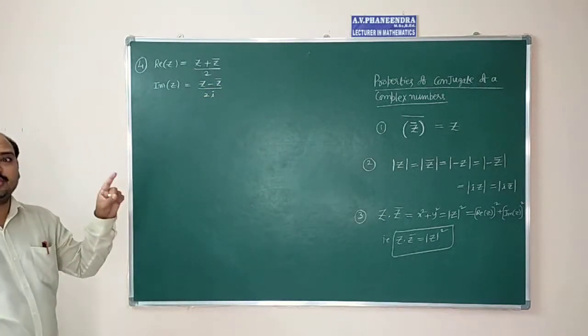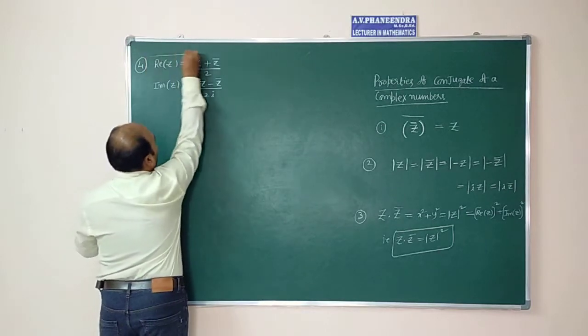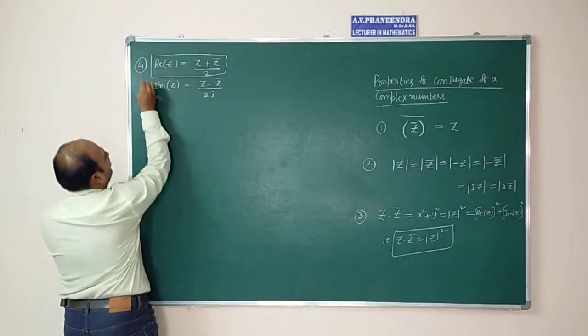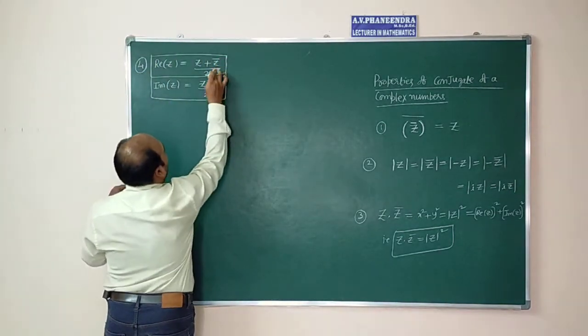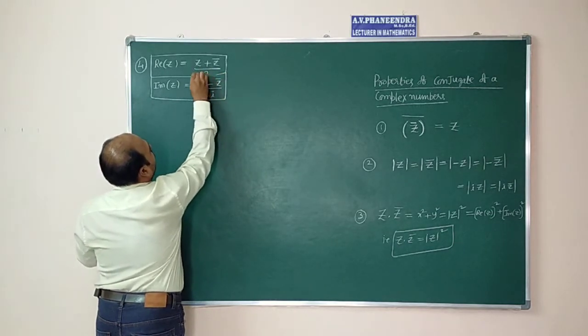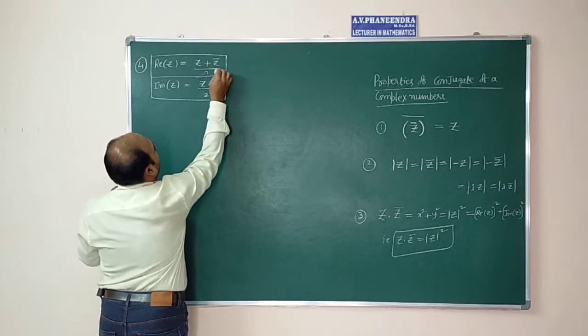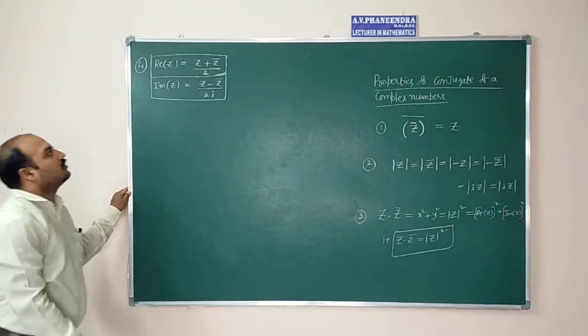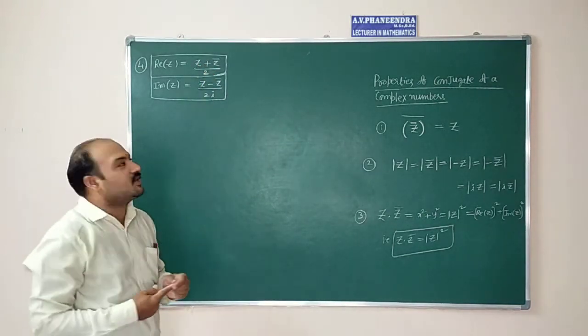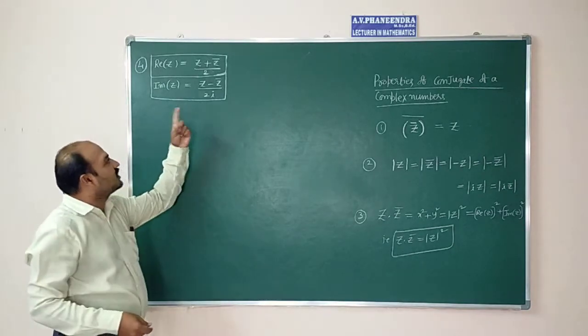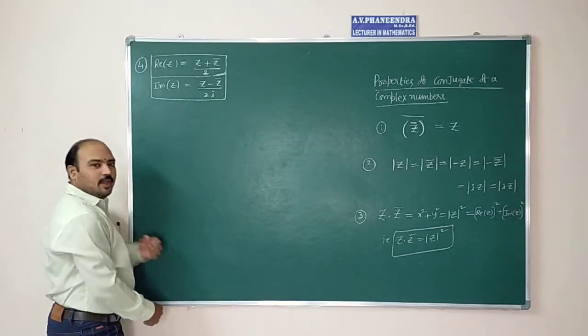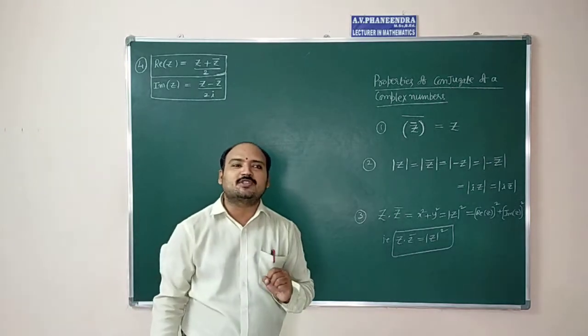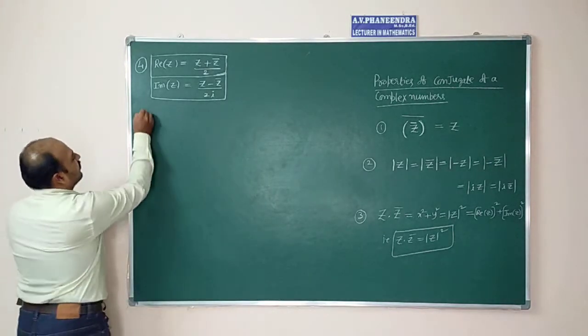Very important, keep these 2 points in mind. The first point and second point. The real part of z is z plus z bar by 2. The imaginary part is z minus z bar by 2i. In this, 2 important points we have to discuss.